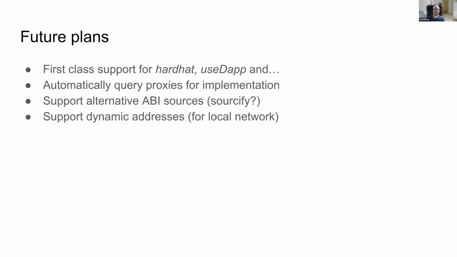Finally, we are planning on supporting alternative API sources. Sourcify was mentioned here today already, and I think it's an excellent tool that we should integrate with because Etherscan is pretty great, but it's a closed source for-profit company, so it's always nice to have a decentralized alternative.